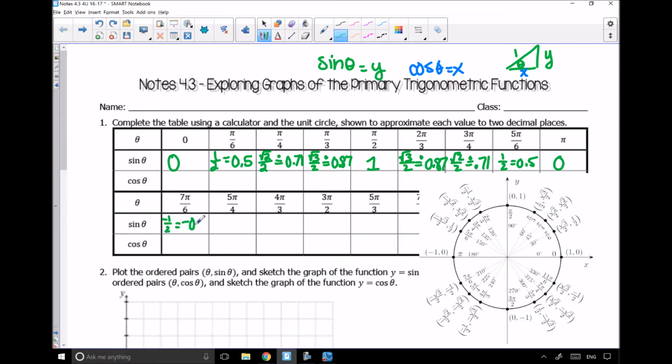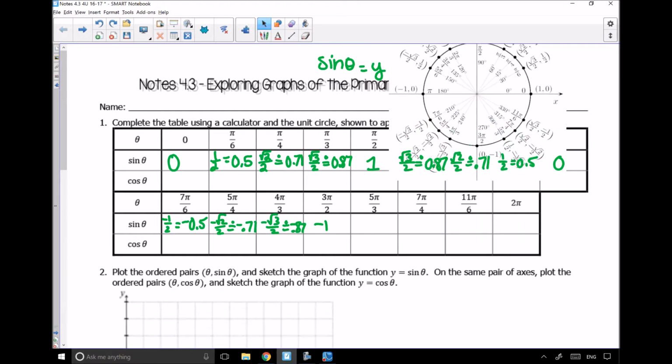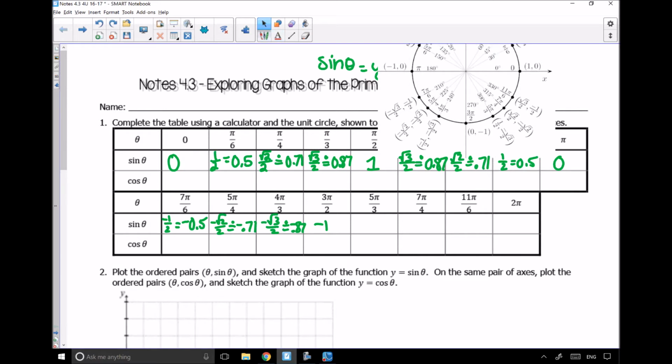Okay? The next one is 5 pi over 4, and the y value is negative root 2 over 2. So that would be approximately -0.71. Okay? 4 pi over 3 is negative root 3 over 2. So we can figure out that that's approximately -0.87. Okay? 3 pi over 2 right here, we know the y value is -1. And then we're just going to keep going. I'm going to move this up so we can kind of see our values a little bit better right here.